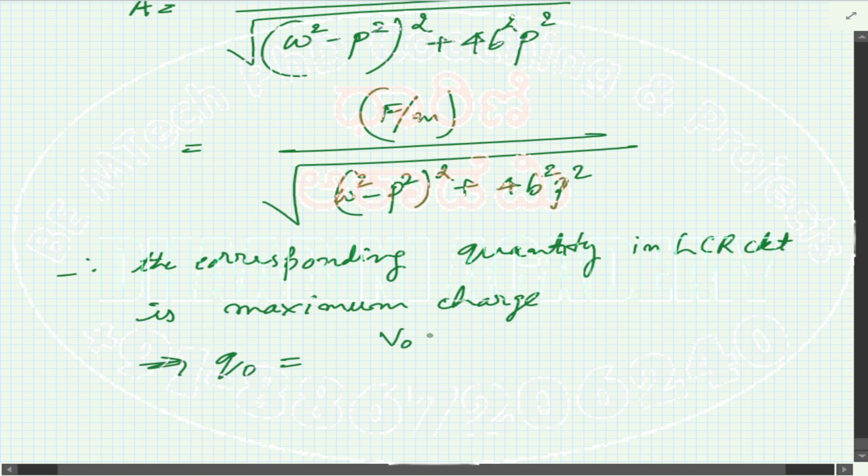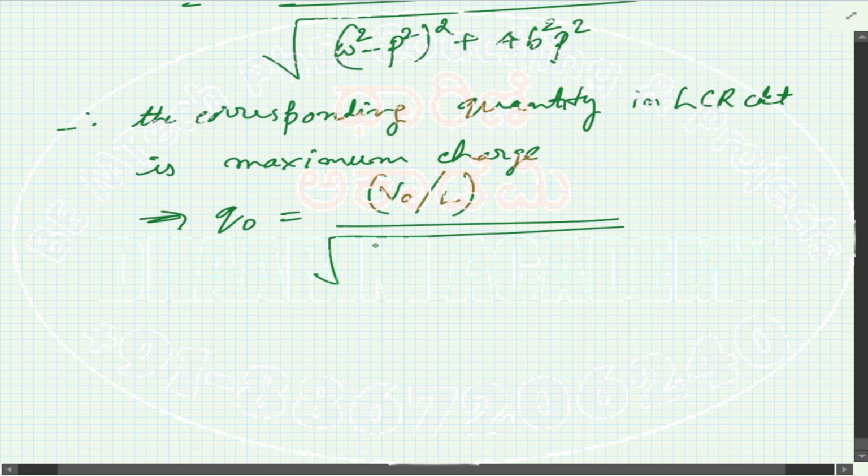So F is nothing but V naught. M is nothing but L. So V naught by L whole divided by square root of, I can see that omega is nothing but 1 by LC. Okay, this is omega square. Omega is 1 by root LC. Since I am squaring, it's 1 by LC. A minus P remains as it is, so P square whole power 2 plus, so 4B square is nothing but 2B whole square, but I know that 2B is nothing but R by L. So it's a square into P square. Okay, so we substitute this.